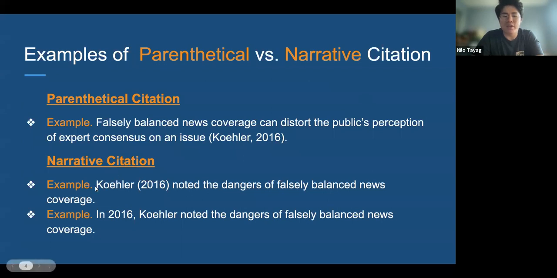In this first example of a narrative citation, we have the name Kohler, the name of the researcher, which is starting the sentence, and then we have the publication year in parentheses right after. So Kohler 2016 is actually the beginning of that sentence. In the second example, though, we can make it even more fluid, where we say, in 2016, Kohler noted the dangers, et cetera, where we're simply invoking the year of publication and the author's name. And this can be your narrative citation as well.